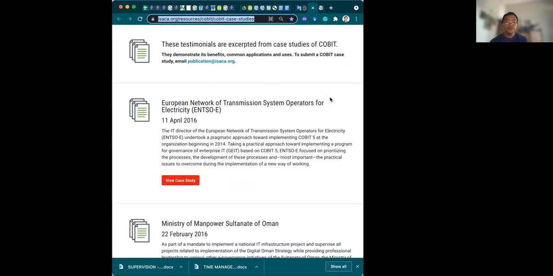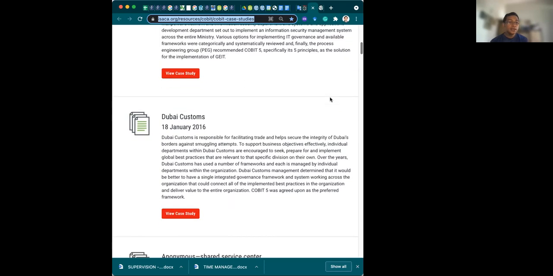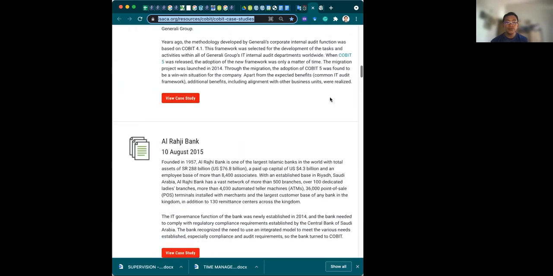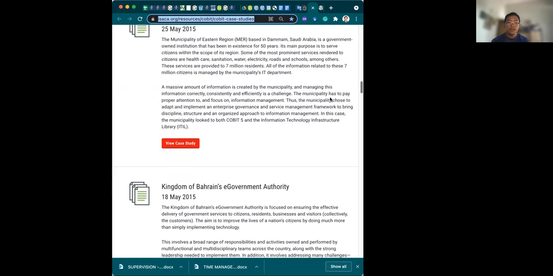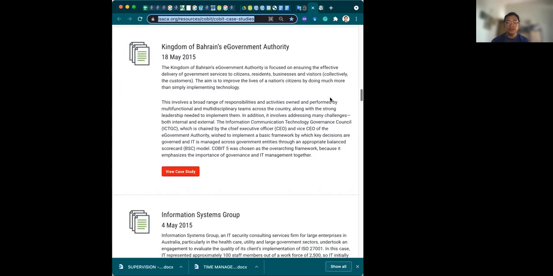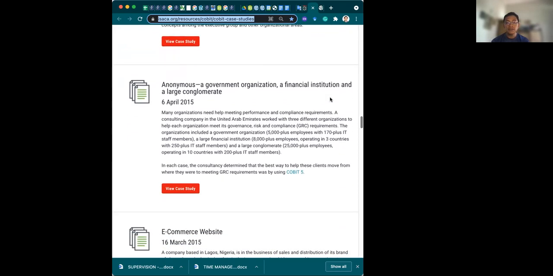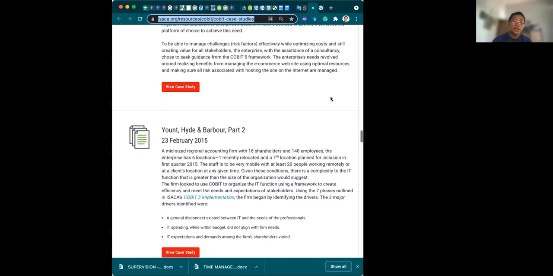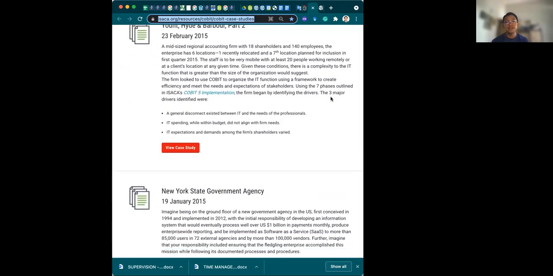We have the case from European Network, Ministry of Manpower from Oman, some of you from Oman, I think, Dubai, Anonymous, Generally Group. We have also a bank, Al Rajhi here, Saudi Arabian Municipality, which is a public sector, Kingdom of Bahrain, e-government authority, IS Group here. We have also an anonymous government organization, a financial institution, a conglomerate, e-commerce websites as well. I don't know about this one. Young Hayden Barber, it's a kind of name, I think. A mid-size regional accounting firm, right, with 18 shareholders and 140 employees.